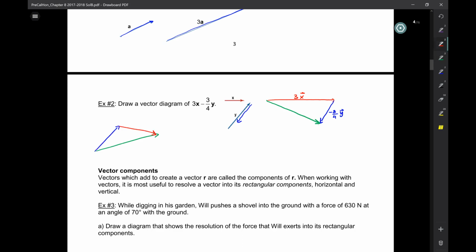Look, I could have drawn two completely different vectors. I could have drawn two vectors that look like this. Those still add up to that. And this one, those also add up to that. So in each case, each pair of vectors that sum and result in the green vector are called the components of the vector.